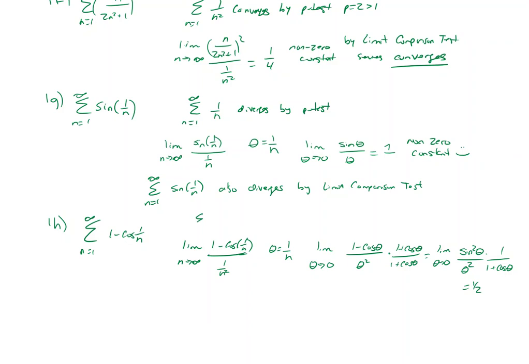So therefore, we know that converges. And now we know that this 1 minus cos of 1/n moves at the same speed as 1/n squared, effectively, because they have this common ratio of 1/2. So therefore, we know that by the limit comparison test, 1 minus the cos of 1/n converges.